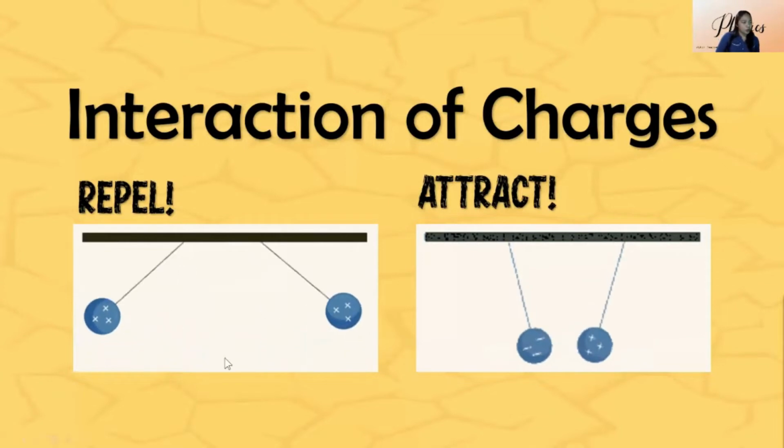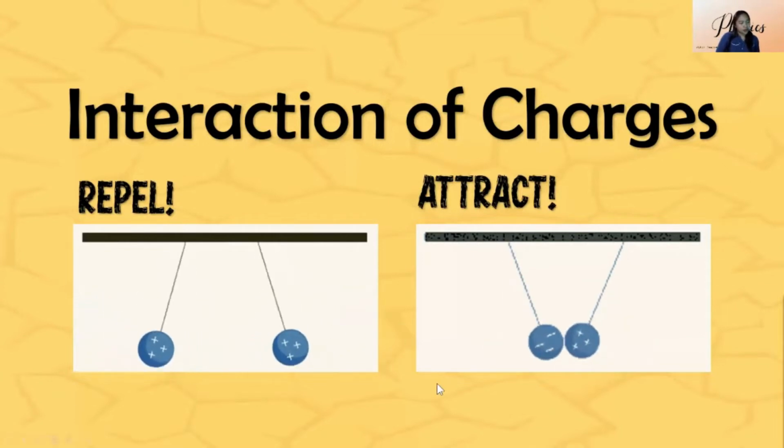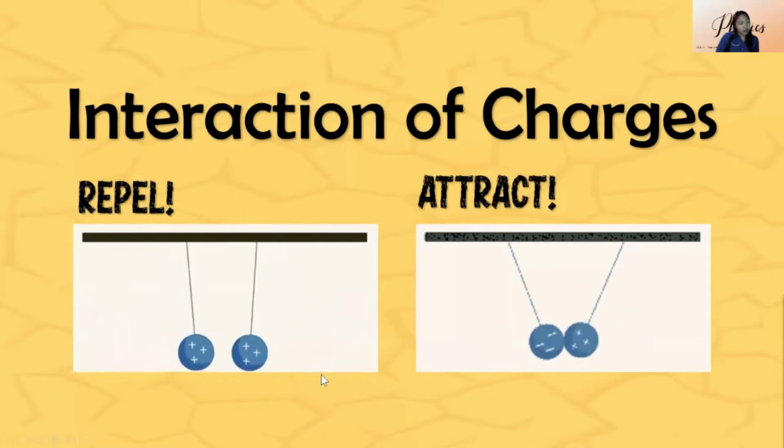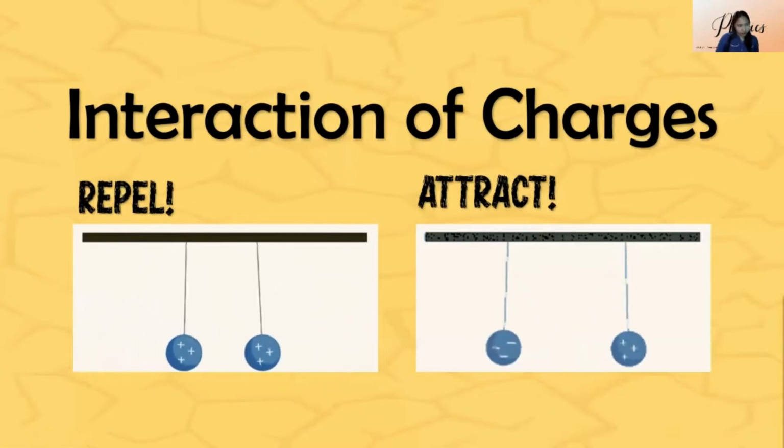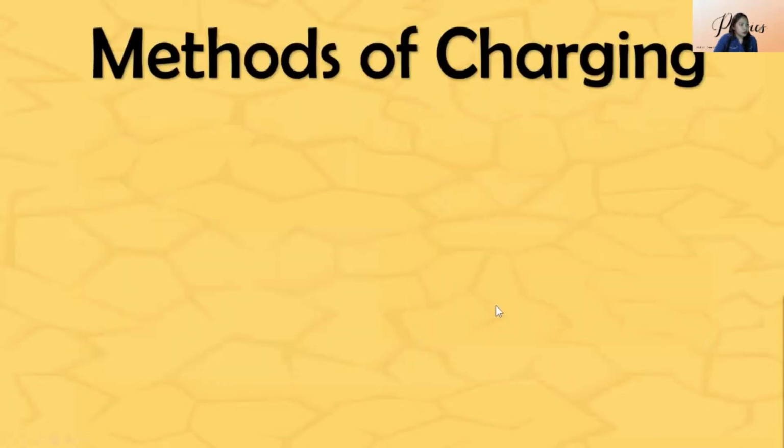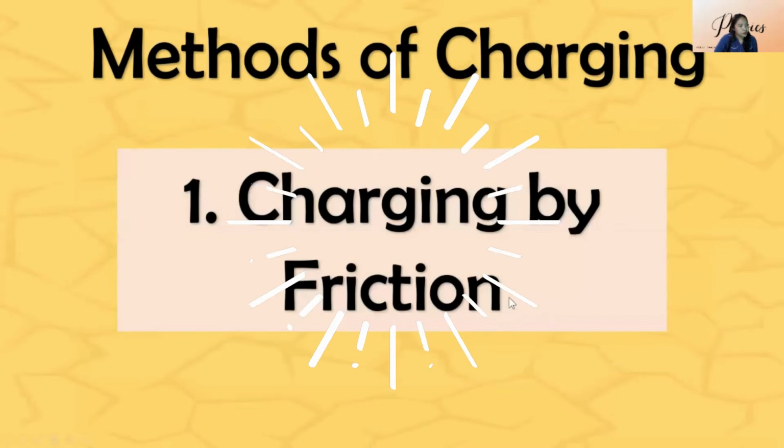Okay, now, again, when we talk about making objects electrically charged, we have to let them interact with each other. So we call that methods of charging, and there are 3 methods. The first one is charging by friction. That's what I mentioned a while ago. Charging by rubbing. So electron is transferred from one object to another.